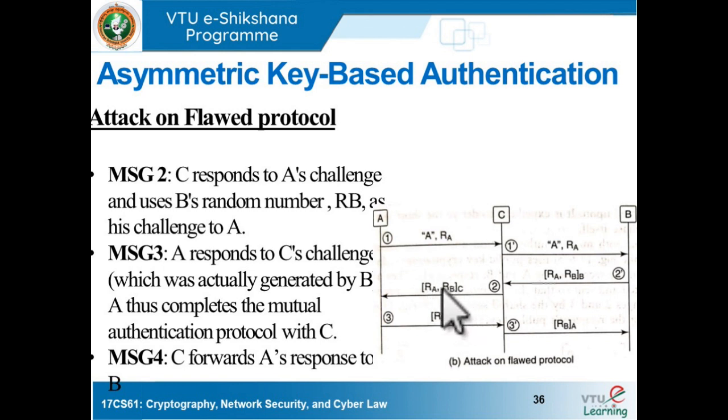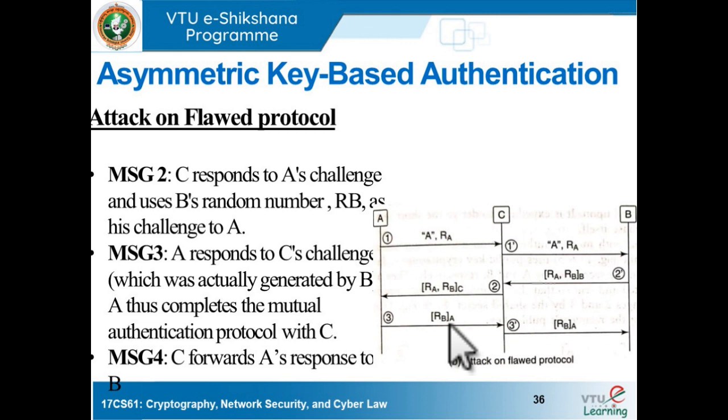Now what is it doing? The nonce or the challenge it received from B, along with the one that it received from A, both of them are signed by C and then sent to A. Now upon receiving, A has to respond to C's challenge thinking it is coming from B. A thus completes the mutual authentication with C by sending the third message.